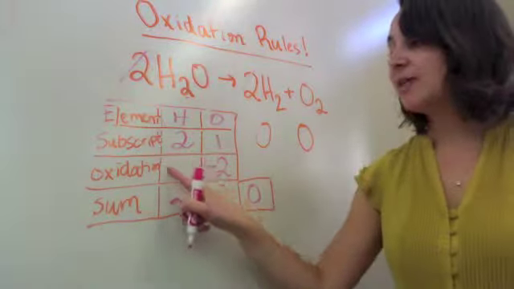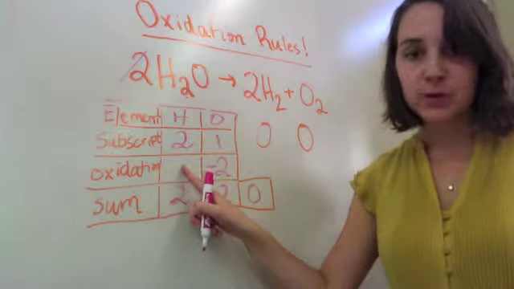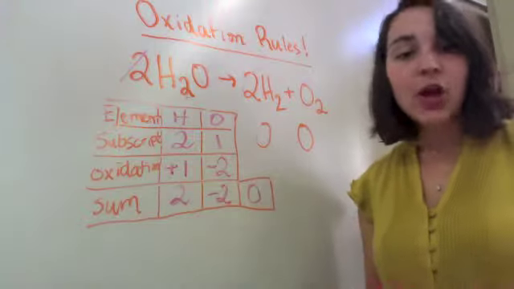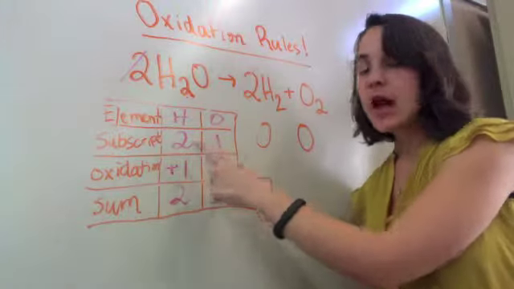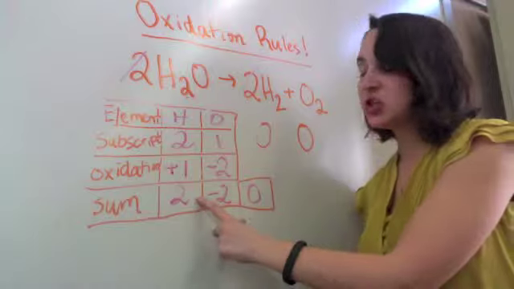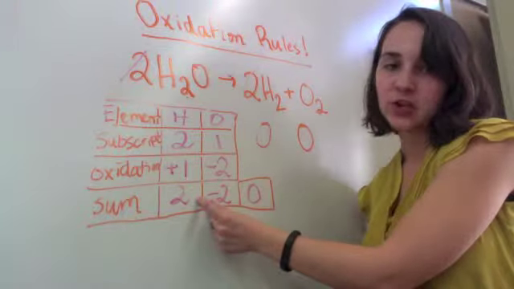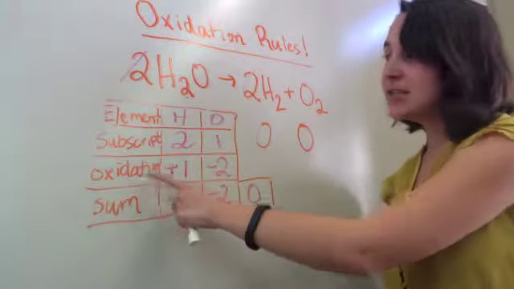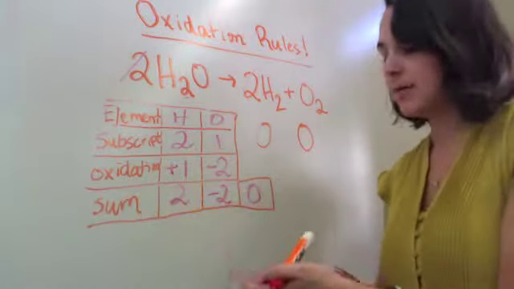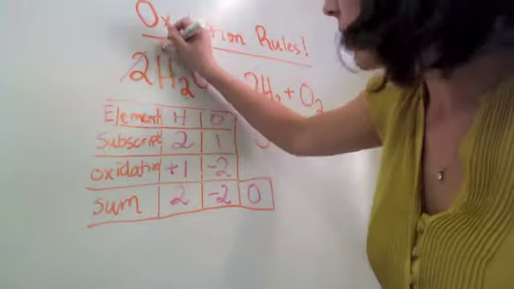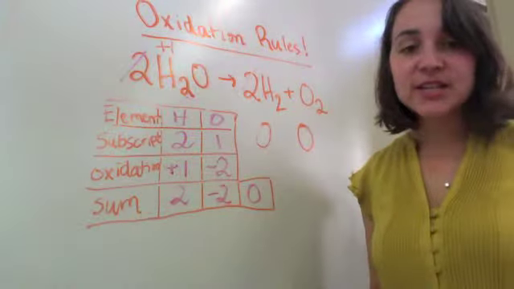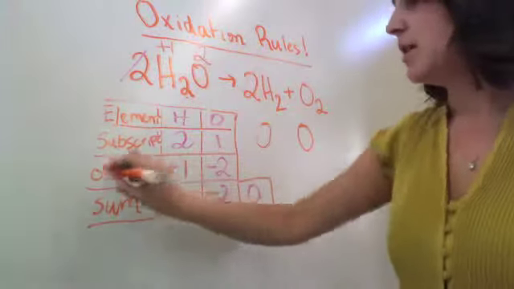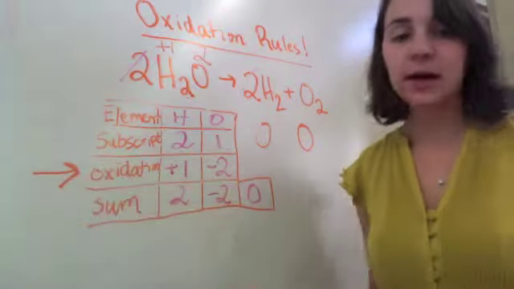So then I can go ahead and fill in this square here, my only remaining square. This is going to have to be +1. I know that because 2 times +1 is going to give me the 2 that I need to balance out with my oxygen. So ultimately what this is telling me is that the oxidation state of hydrogen is +1, and the oxidation state of oxygen is going to be -2. These are from this row right here in our table.